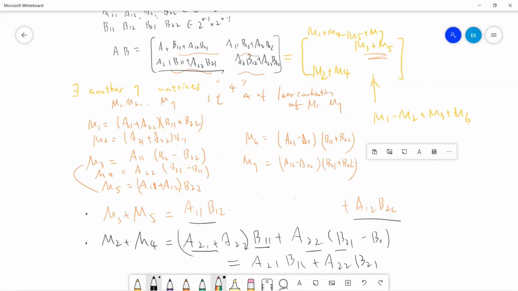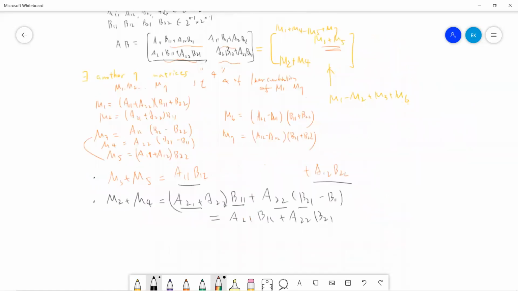Now let's check the first one, M1 plus M4 minus M5 plus M7. It's very hard to compute, but you can check by yourself. Let me just skip, and you can check. Okay, so this is a11 b11 plus a12 b21.